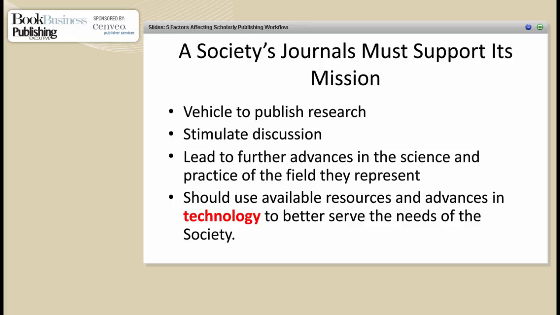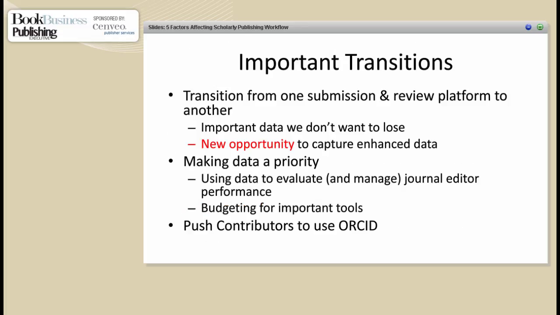regarding important transitions. This year, SAF transitioned its journals from one editorial submission and peer review platform to another one, which was an incredibly daunting task due to the overwhelming number of moving parts and things that could potentially go wrong. But we took this as an opportunity to reevaluate what we were collecting in terms of metadata at the time of author submission, and even during the reviewer comments and submission.